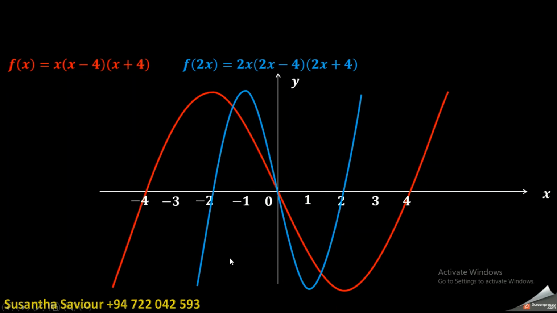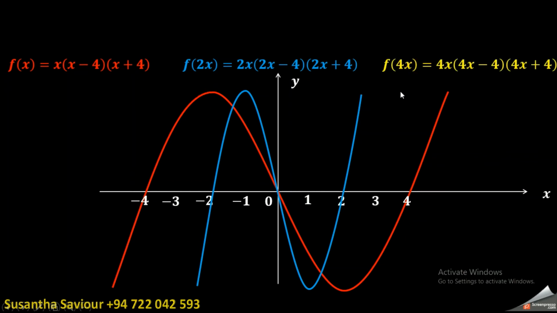Right? Now look at this. Y coordinates are intact. Only x coordinates are divided by 2. This minus 4 became minus 2. 0 divided by 2 is 0 itself. Plus 4 became plus 2. Right? We will look at another example of this, another transformation of the same type.